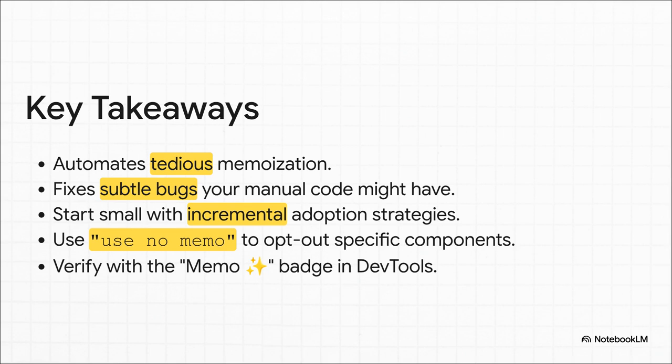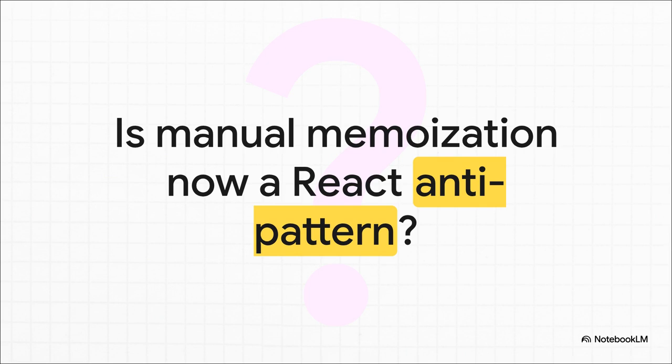And that leaves us with one last big question to think about. With a tool this smart, this safe, and this effective, a tool that can literally do the job better and more reliably than a human can, is it finally time to start thinking of manual memoization with useMemo and useCallback as a React anti-pattern?